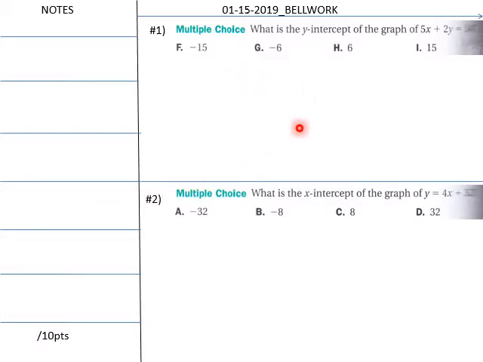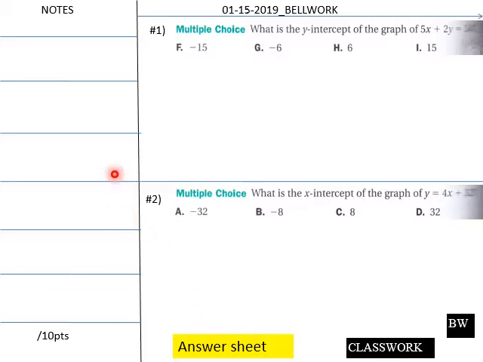Today's bell work, teachers. Multiple choice here for students. What is the y-intercept of 5x plus 2y equals 34? And then what is the x-intercept of the graph of y equals 4x plus 32? Students, here's your choices. Give your students about 3 minutes.